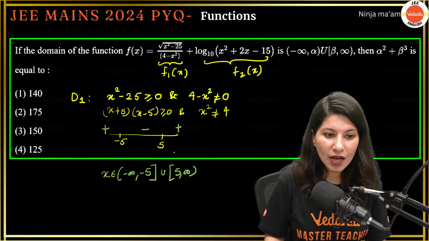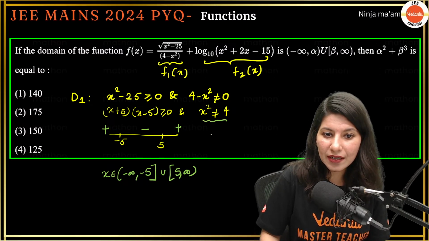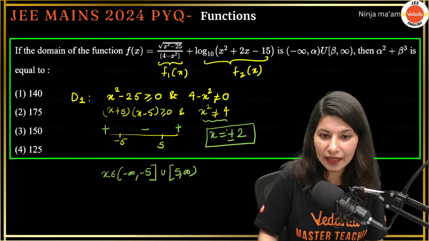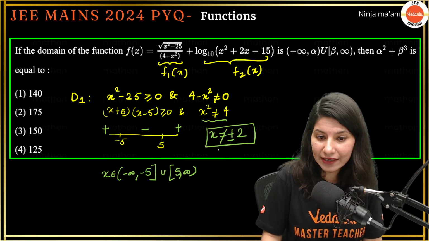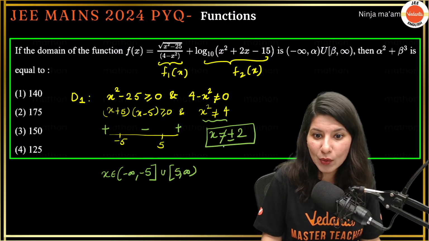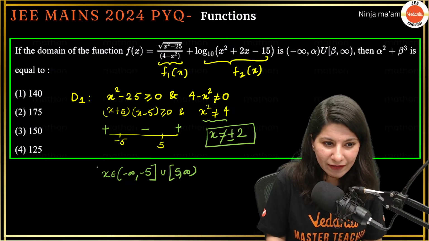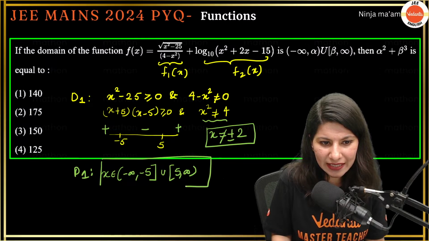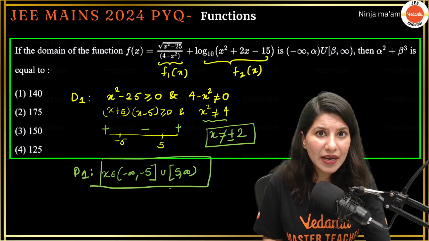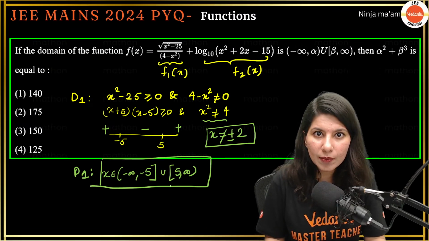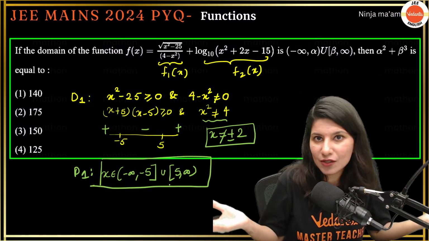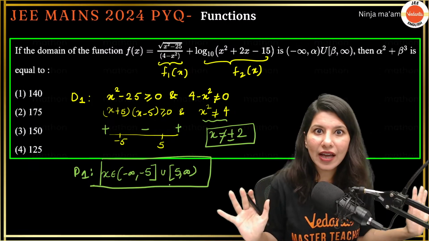Now x square cannot be equal to 4, that means x cannot be equal to plus minus 2, which we need to take care of. So this is your final D1. We have to remove plus 2 and minus 2 from the domain. But if you carefully observe, if I consider this as my D1, is there any minus 2 in it? No ma'am. Is there any plus 2 in it? No ma'am. So if they don't have plus 2 and minus 2, no worries. It is anyway not having them.